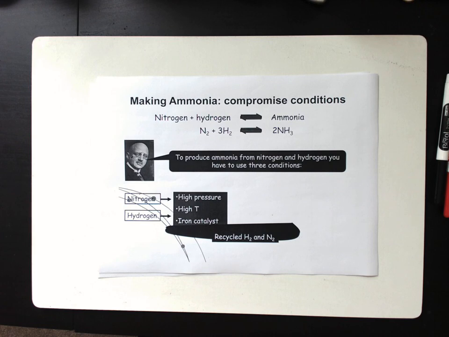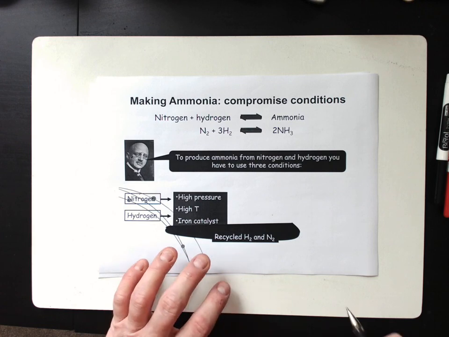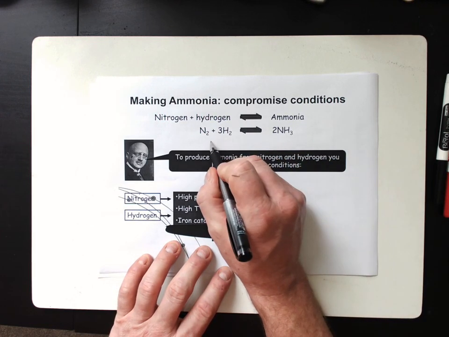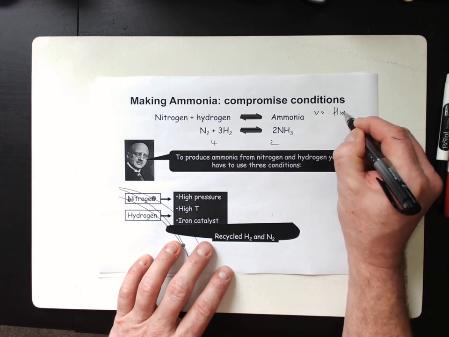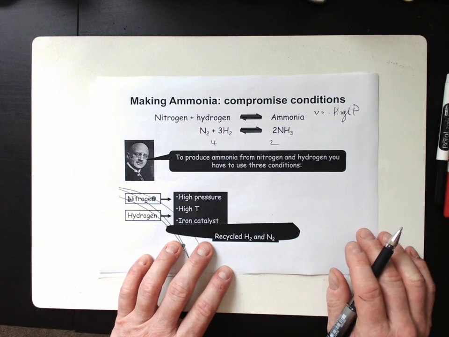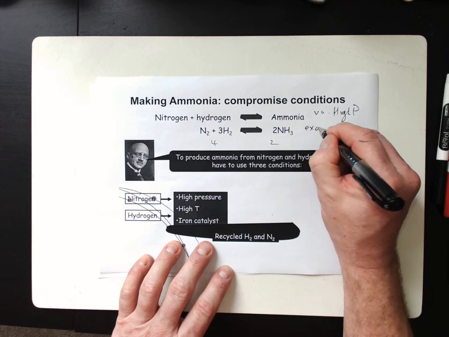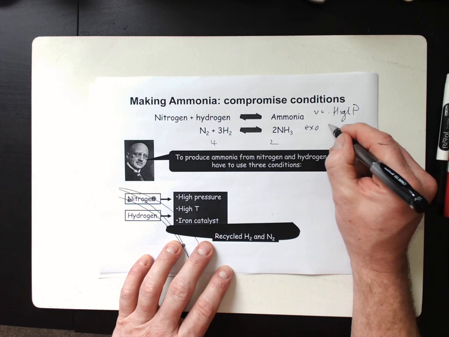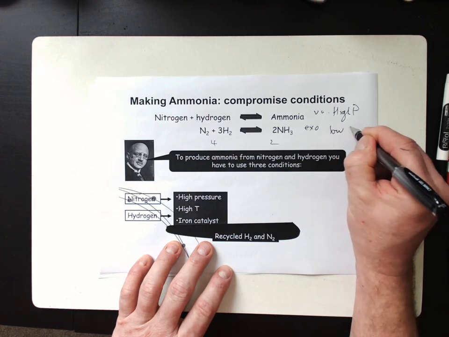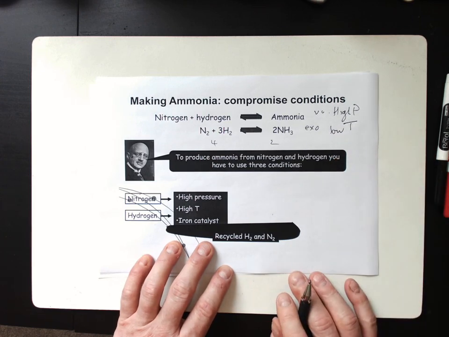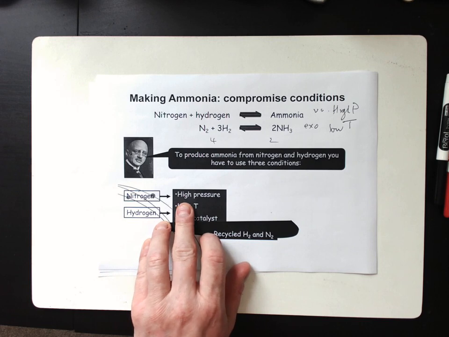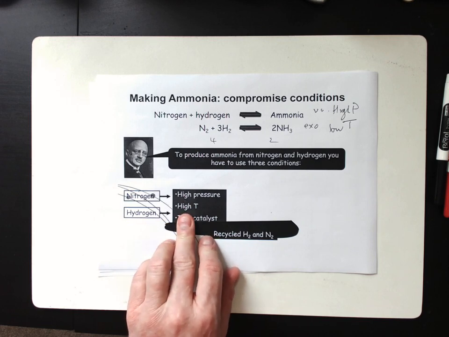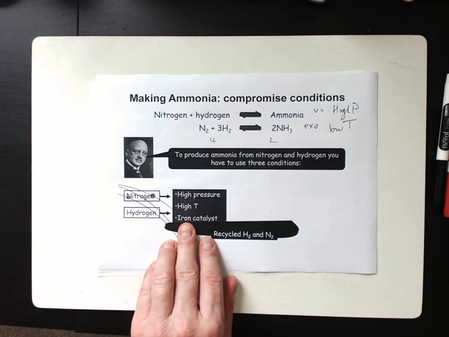or the ideal conditions that we should run this at would be, let's deal with pressure first. So we're going from 4 to 2, so we're looking at a very, very high pressure. This is an exothermic reaction, so we're looking to run it at a low temperature. And if we actually look at it, it does run at a reasonably high pressure. It runs at a reasonably high temperature. So again, we have an iron catalyst in there.